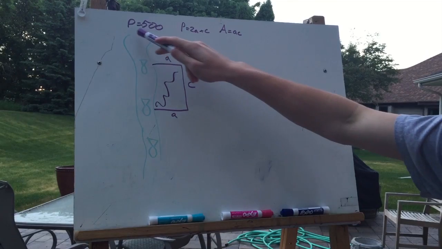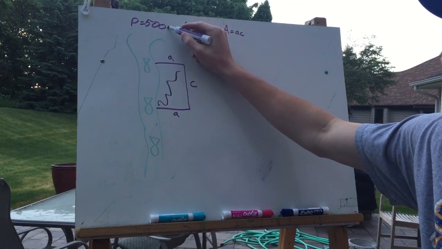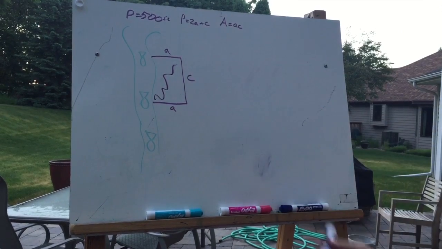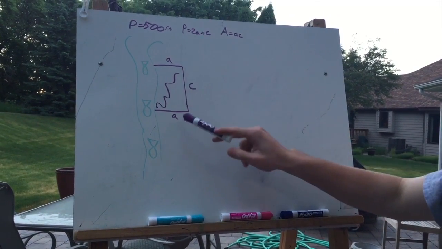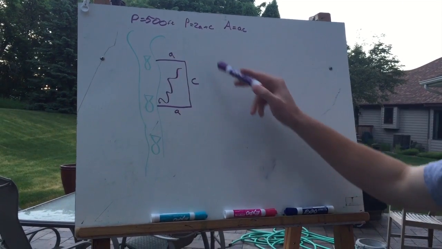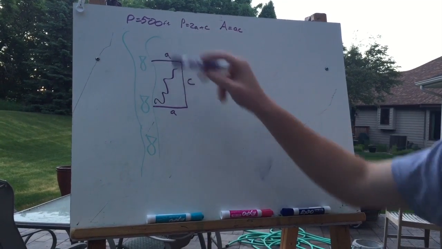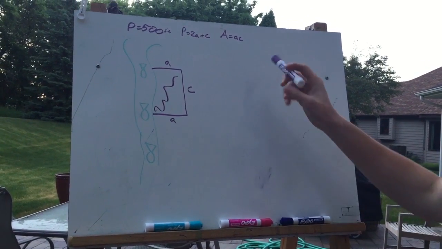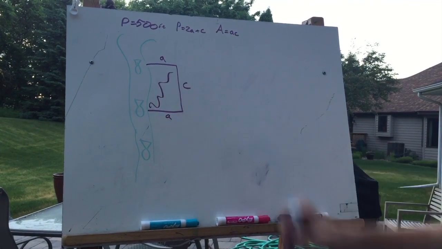So the max amount of fencing we can use is 500 feet, because labels are important. Now, the perimeter equation is all the sides added up will equal this. So I modeled it by 2a plus c is going to equal the perimeter. We can also find the area by multiplying this side by that side, a times c.